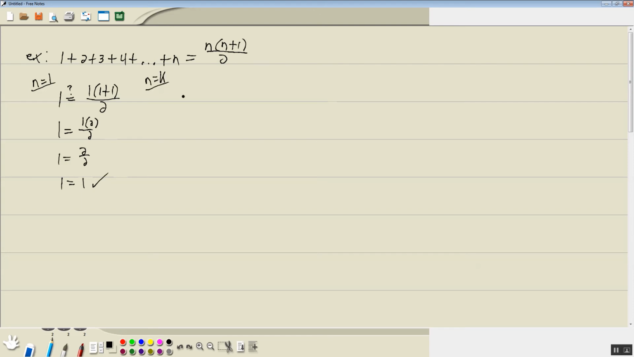The next thing we do, we assume it's true for k. So we got 1 plus 2 plus 3 plus 4 all the way up to, and I'm plugging k in for the n, k is equal to, and I'll plug in k over here, k times k plus 1 over 2. Okay, so we're assuming this is true. And then we want to show that it's true for n is equal to k plus 1.